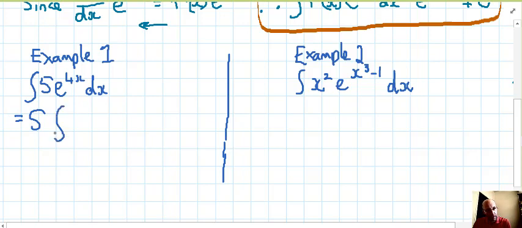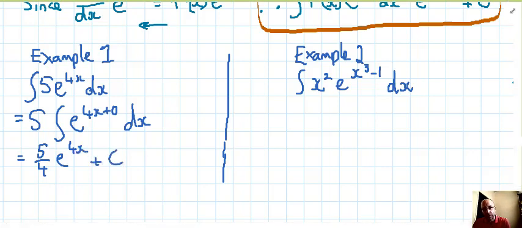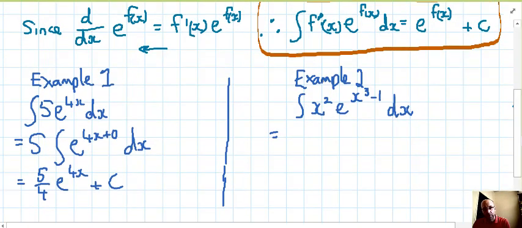You can put the constant out the front, and we have an ax plus b there. That's 0b, alright? Doesn't matter. Just so you can see it fitting there. And we have 1/4 times 5, which is 5/4 e to the 4x plus c.